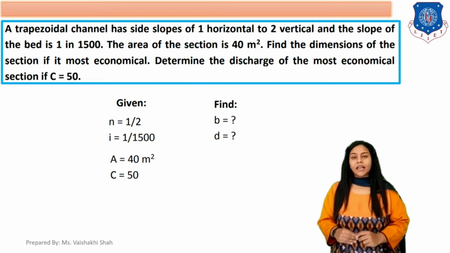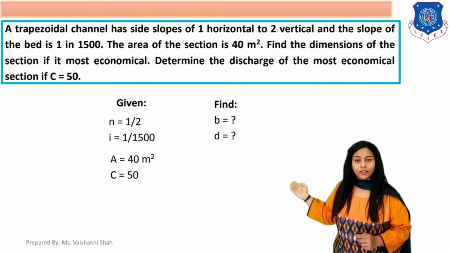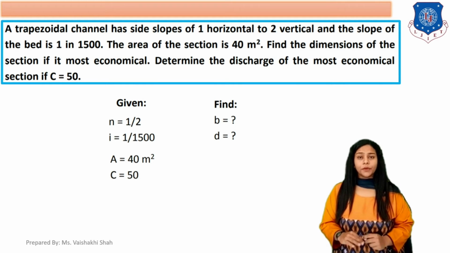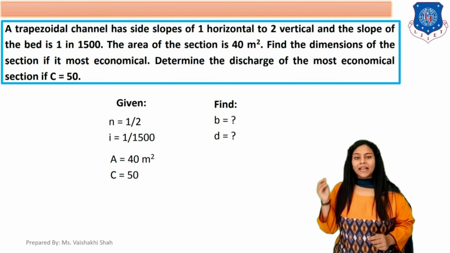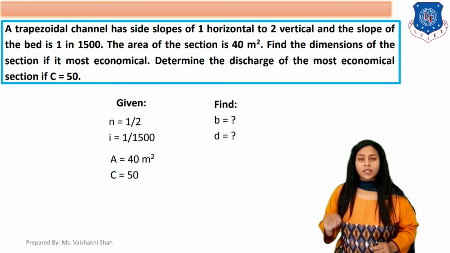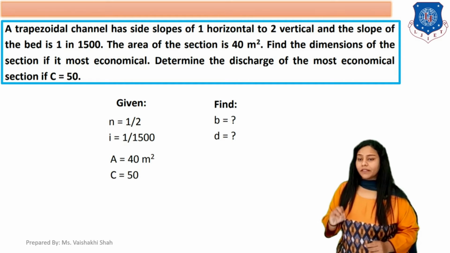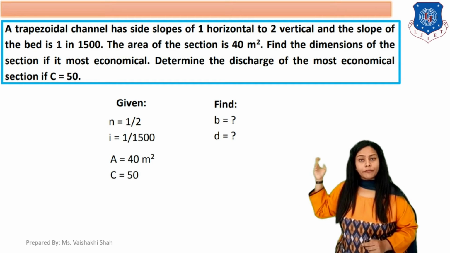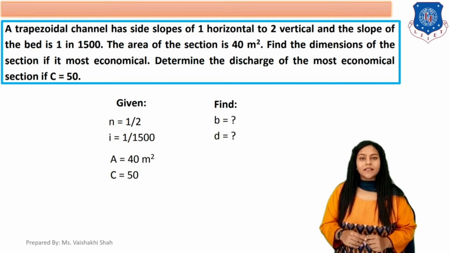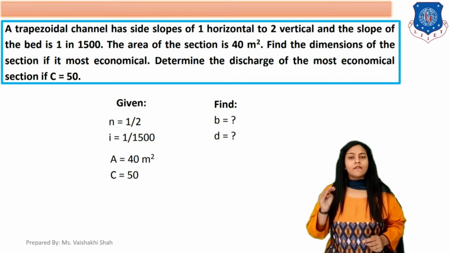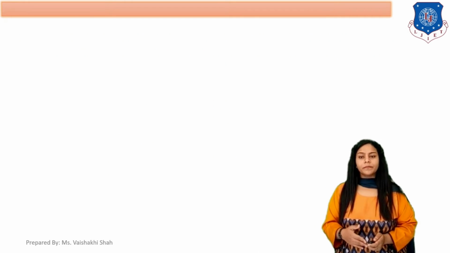Now C is Chezy's constant and C equals 50. Now here two slopes are given. First is side slope and second is bed slope. Side slope is indicated as small n, and the side slope given is 1 by 2, 1 horizontal to 2 vertical. Again the bed slope is given to you, that is 1 by 1500. Clear? Now we will solve this example.